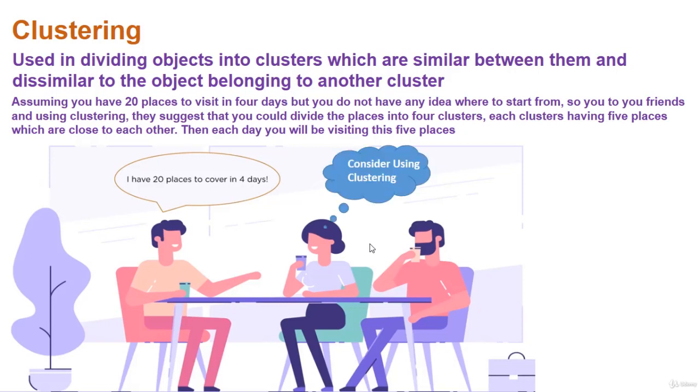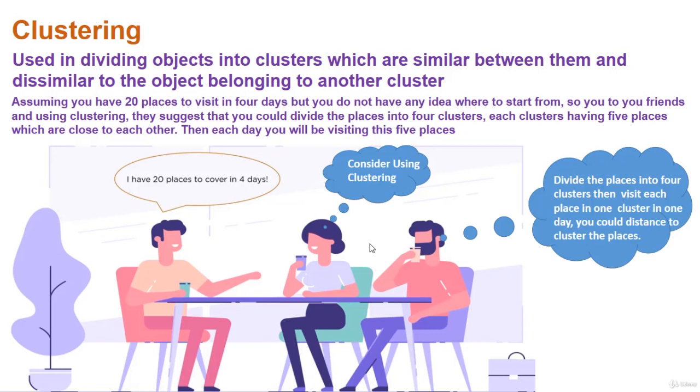Your first friend says, consider using clustering. And the second friend says, divide the places into 4 clusters, then visit each place in one cluster in 1 day. You could use distance to cluster these places. In this case, you have 20 places, so you could divide them into 4 clusters, each cluster with 5 places, and you are considering the distance between them. So on the first day, you'll be visiting these 5 places, the second day the next 5 places, and on the third day the next 5 places, and lastly the last day those 5 places. And so that is what basically clustering applies.